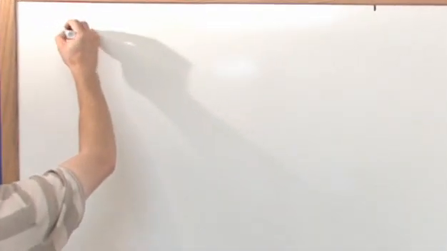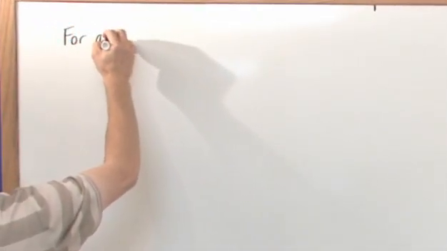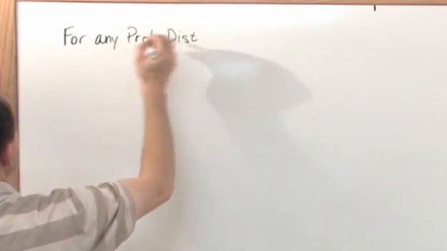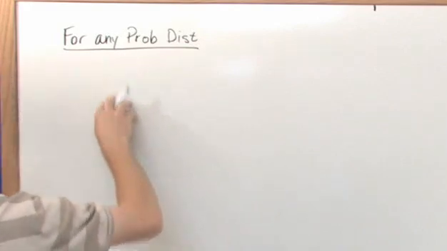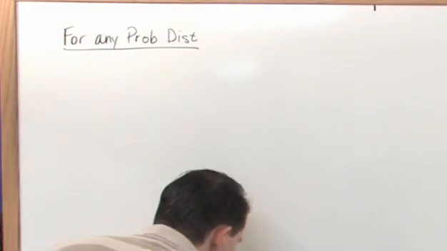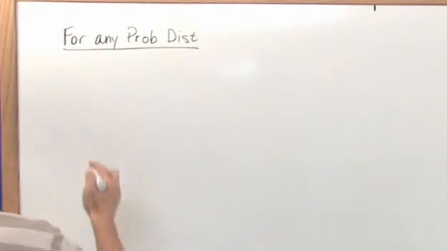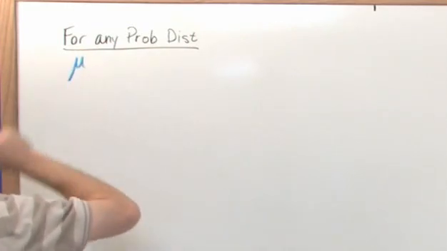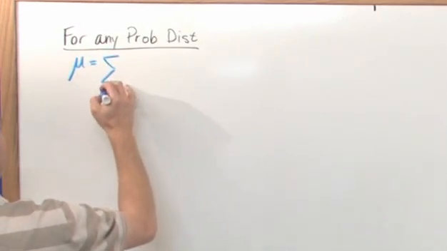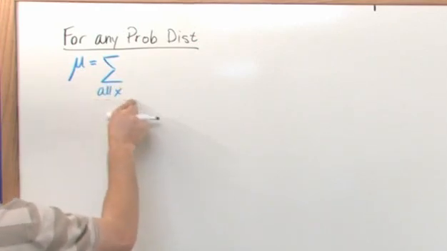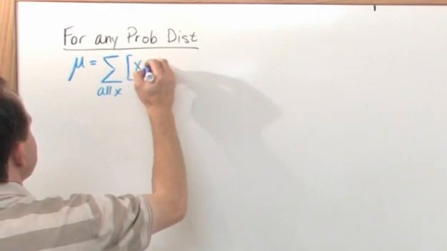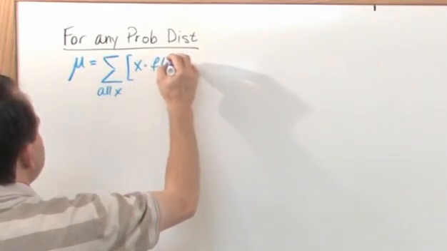So first, let's do a little bit of review from a couple of sections ago. For any probability distribution you can make up, whether it's a table or a function or whatever, we know the following things. We know that the mean, mu, of this probability distribution function is equal to the sum along all x, all values of the random variable that you're studying, of x times the probability that x will occur.